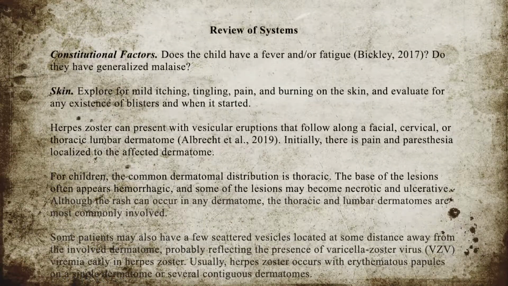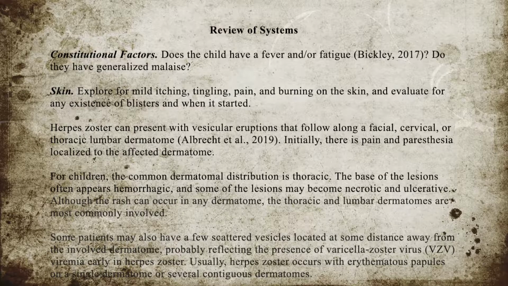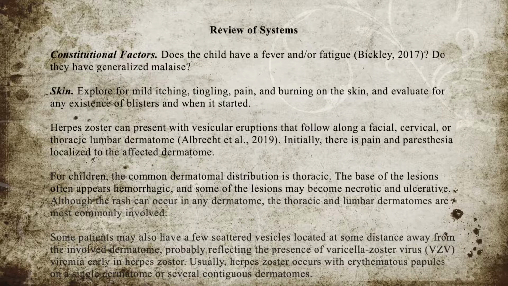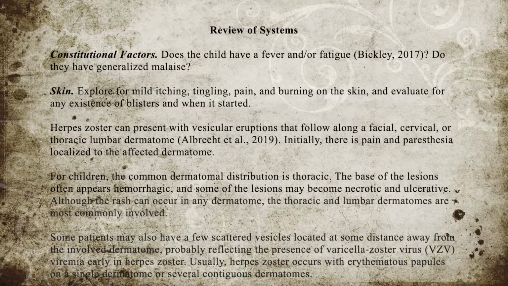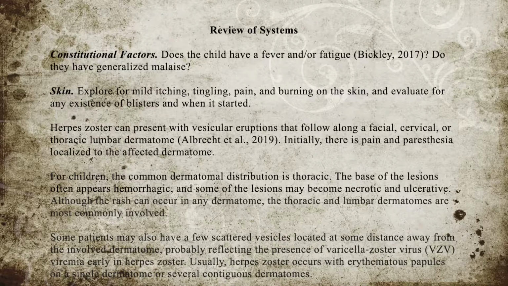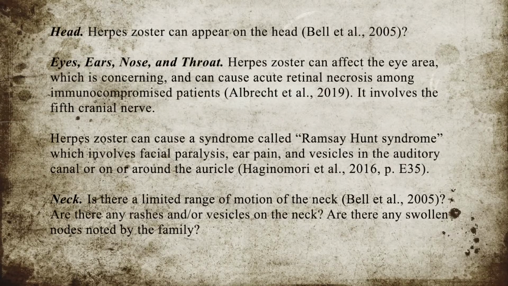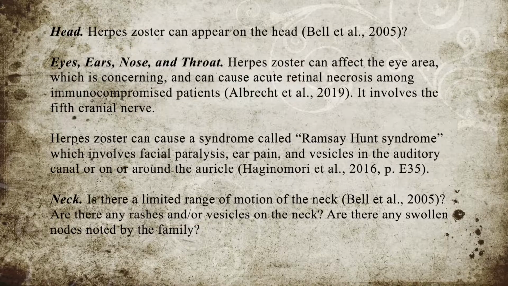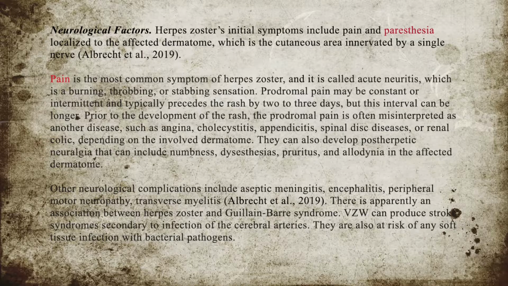Explore the review of systems. Do they look good? Do they have fever, fatigue, skin issues? Look for any pain, itching, burning on the skin, any existence of blisters. Herpes zoster can present with vesicular eruptions. For children, it's usually coming from the dermatomal distribution in the thoracic area. So evaluate the head, eyes, ears, nose, and throat, and also the neck. From a neurological standpoint, look for any pain or any paresthesias.